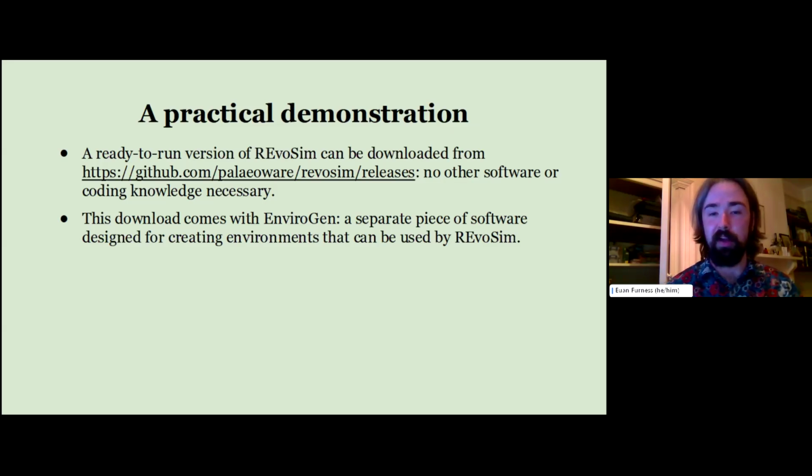It comes with EnviroGen, which is a separate but related piece of software, which effectively exists to generate 100 by 100 images to use as environments in RevoSim. So what I'm going to do is crack open the software now and show it off. Everything that I'm going to be showing off now is just what I have downloaded from that link. So there's no other scripts, there's no other pieces of software involved. It's all running out of the box from that download. So I encourage anyone who's interested to go to that now.